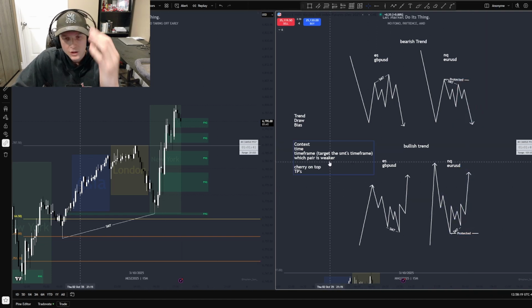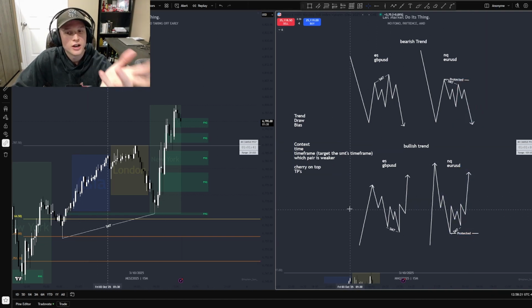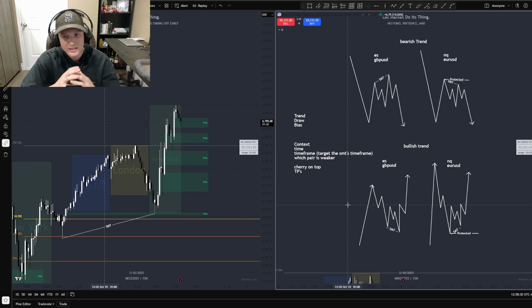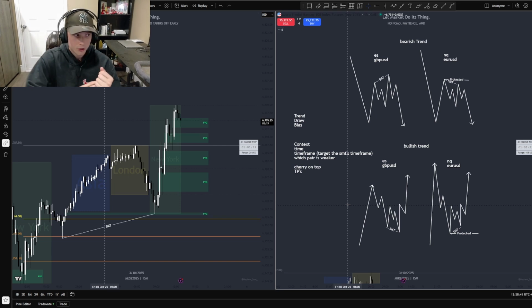Okay. Now I wrote time frame, which is target the SMT's time frame. So if your SMT is on a 4 hour or on a 1 minute, don't go target a 4 hour high or an hourly high. If your SMT is on a 1 minute, the charts are fractal, but you have to stay within your range. So if your SMT is on the 5 minute, target a 1 minute high, target a 5 minute high, maybe a 15 minute high. But don't go anything over that.